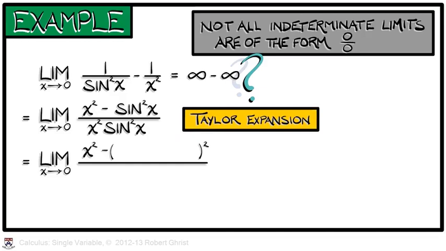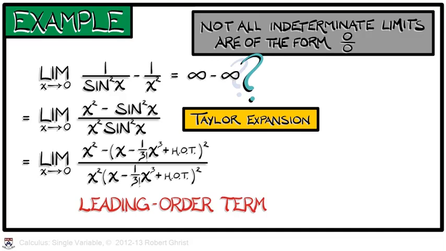If we Taylor expand, the only thing we need to worry about is sine squared of x, which is the Taylor series for sine of x, quantity squared. What we really want to do is compute the leading order term. So we're going to have a little bit of algebra to do. When we square x minus x cubed over 3 factorial plus higher order terms, what do we get?